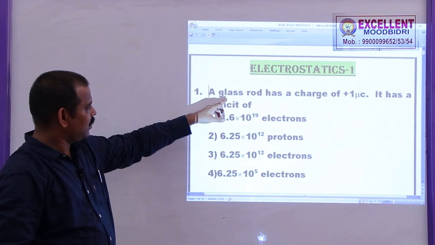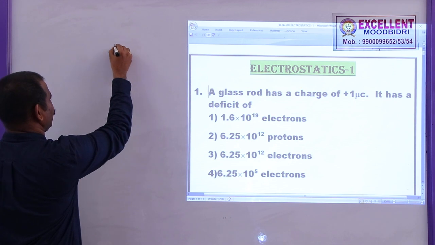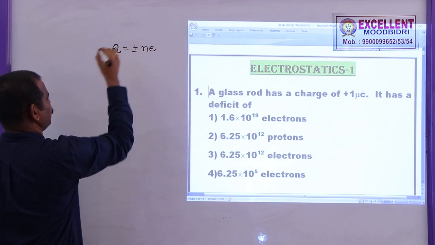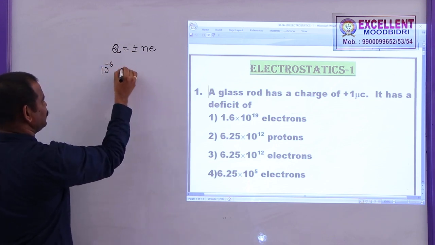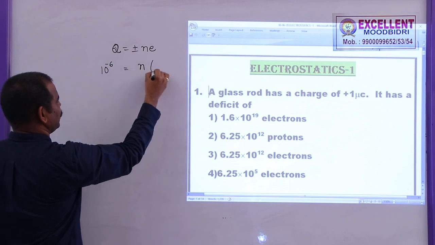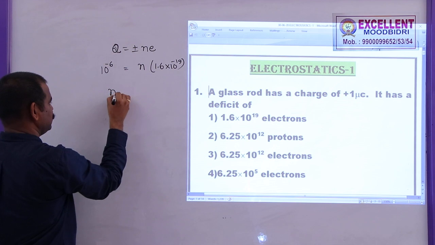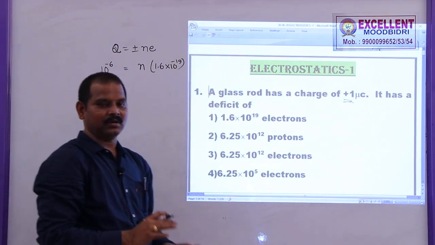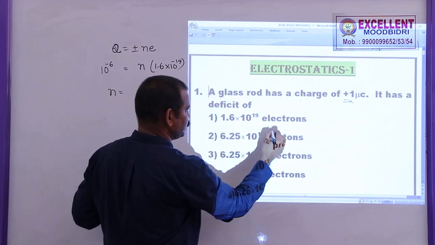Problem 1. A glass rod has a charge of 10 power minus 6 coulomb, deficit. From quantization of charge, Q is equal to plus or minus Ne. The total charge is 10 power minus 6, which is equal to N into 1.6 into 10 power minus 19. As the glass rod got positive charge, that means electrons were removed here. So the deficit is only of electrons but not protons.